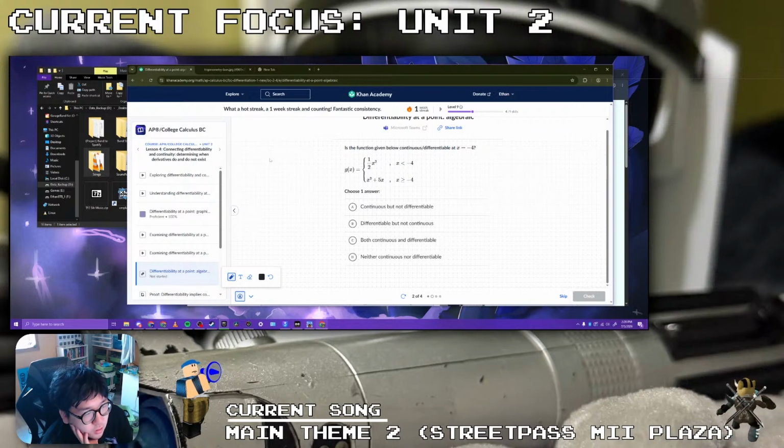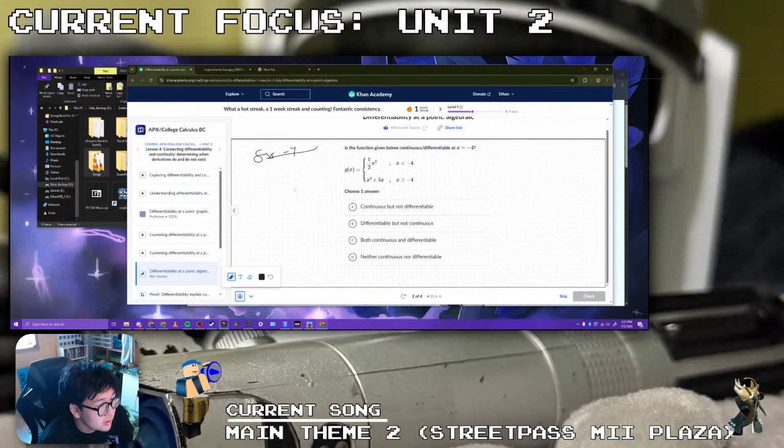Okay. 8 versus... definitely not 8. What is that? If it's not continuous, it can't be differentiable, right? It's going to be -4, by the way, so it's not continuous. I might as well check, but I'm pretty sure that's impossible.